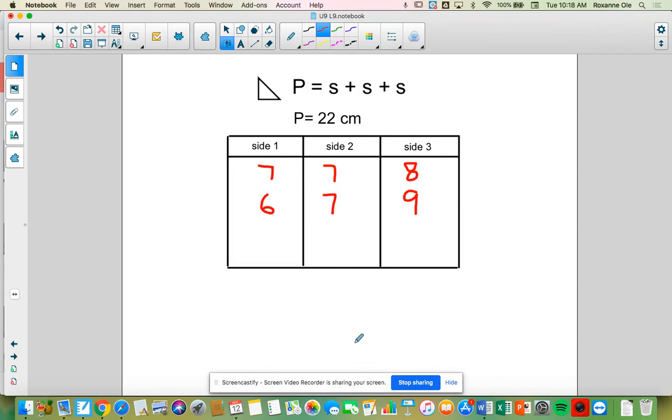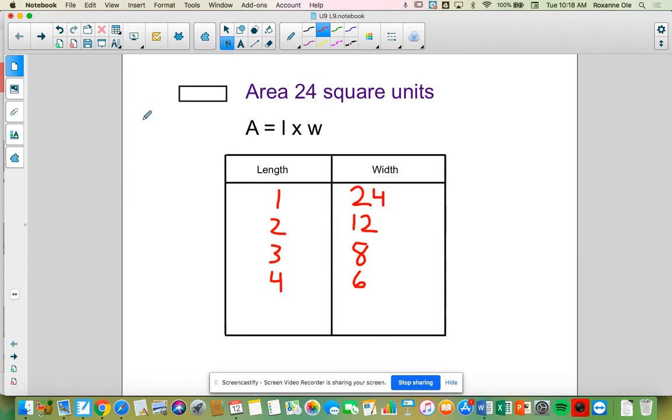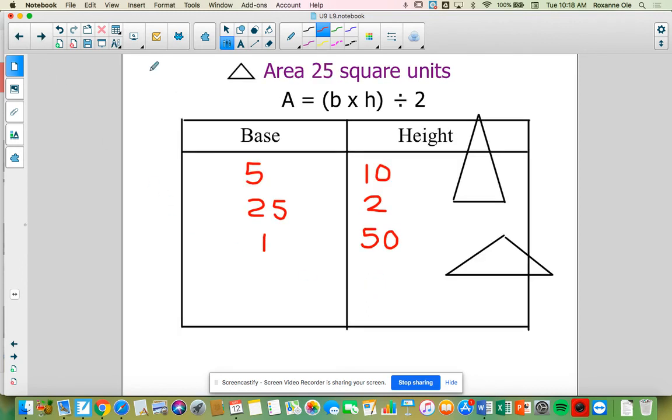Just keep in mind the different formulas. So I'm just going to go back to the first. If it's the area of a rectangle, you're going to write down length times width and make a table. If it's the area of a triangle, you're going to write the formula, base times the height divided by 2. Then you're going to make a table.